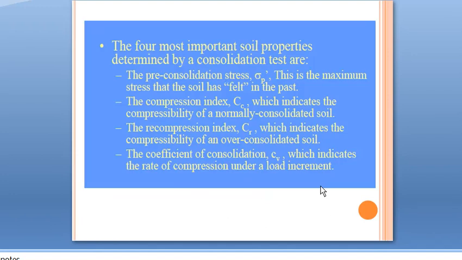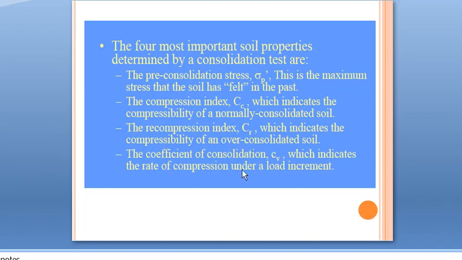So the four most important soil properties determined by the consolidation test are, first, the pre-consolidation stress, which is the maximum stress felt in the past, and the method to find it we have discussed. Next one, compression index. What is compression index? It is the slope of the e-log sigma plot, and it indicates the compressibility of a normally consolidated soil. Then the recompression index, which I have also explained, and expansion index. The recompression index, denoted by CR, indicates the compressibility of an over-consolidated soil.